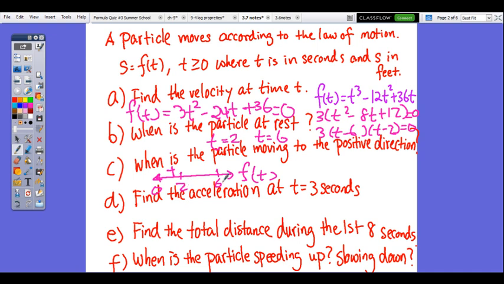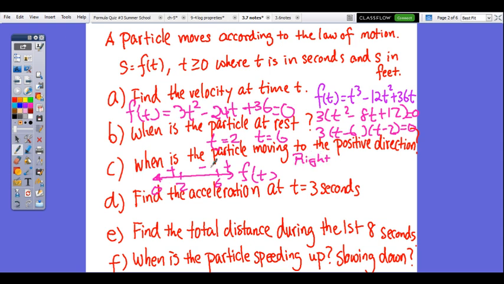And then a number between 2 and 6. Let's say that I plug in 3. So 3 minus 6 is negative, and 3 minus 2 is positive. So positive times negative times positive is still negative. That means the particle is moving to the left. And now let's find the velocity for any time greater than 6 seconds, so 7. 7 minus 6 is 1, and 7 minus 2 is 5. Positive, positive, positive. It's all positive, so that means the particle is moving to the right.